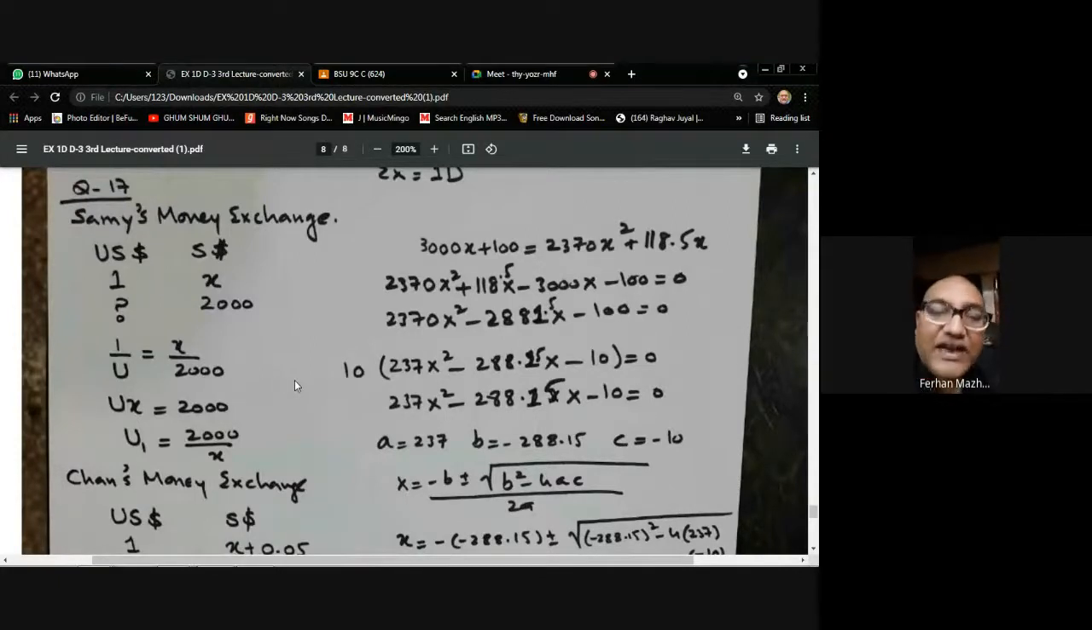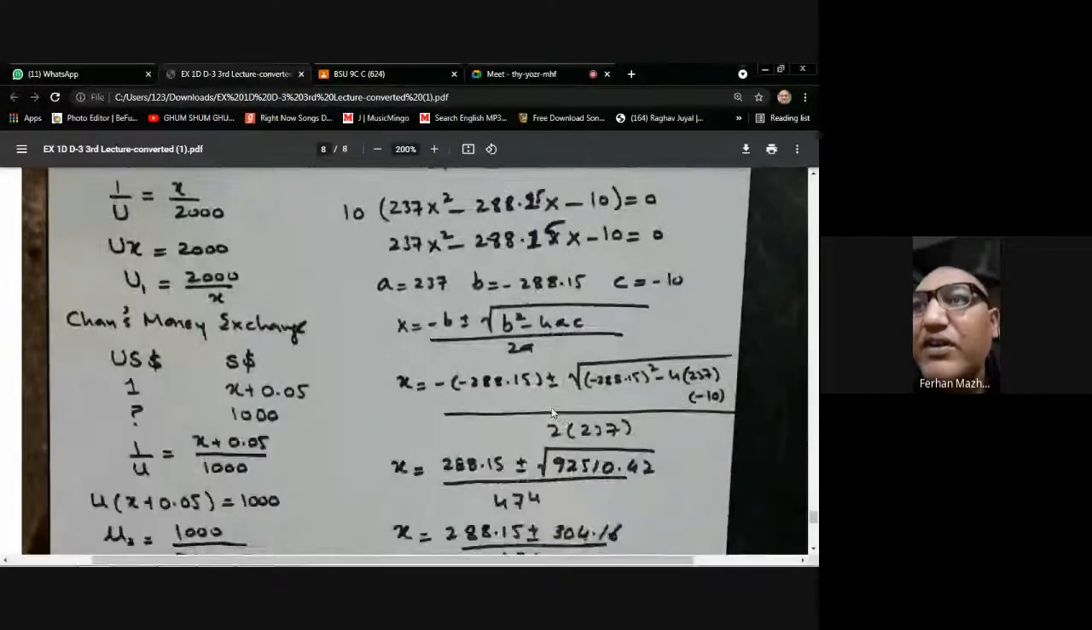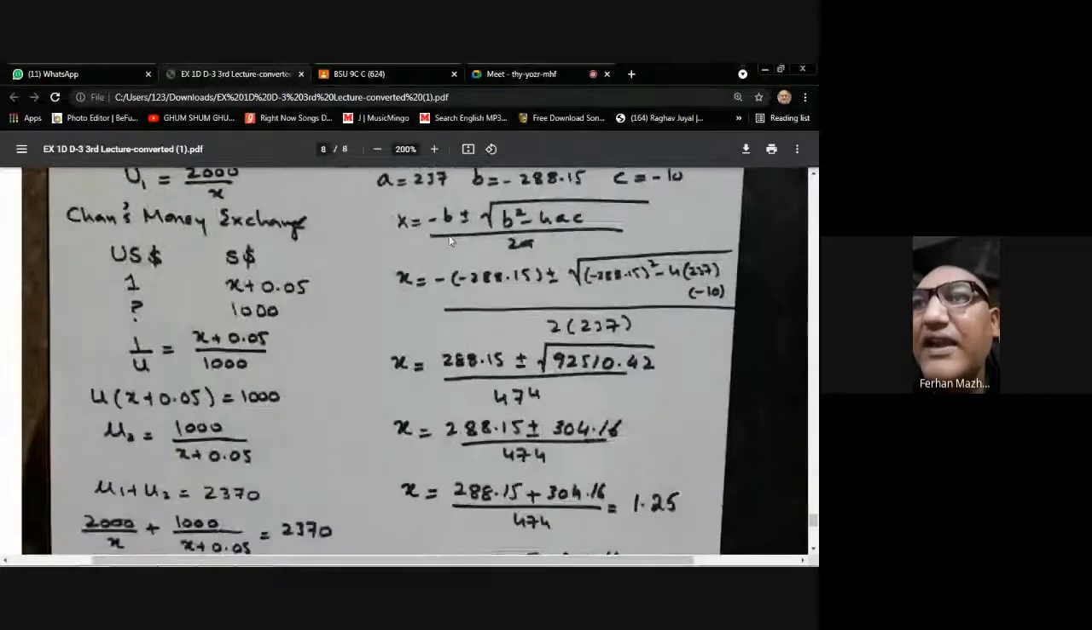Now this is a standard quadratic equation. So we will note down the values of A, B, and C. The coefficient of X square is A, that's 237. The coefficient of B is minus 288.15. The constant term C here is minus 10. So we write the quadratic formula: x equals minus b plus or minus the square root of b square minus 4ac, divided by 2a.